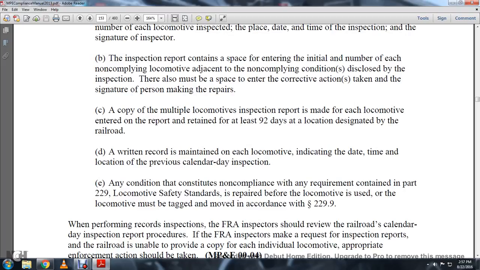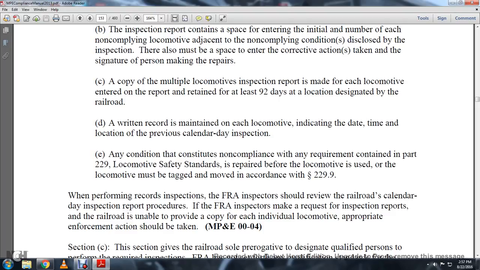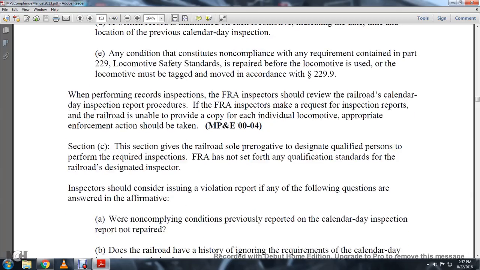C. A copy of the multiple-locomotive inspection report is made for each locomotive entered on the report and retained for at least 92 days at a location designated by the railroad. D. A written record is maintained within each locomotive indicating the date, time and location of the previous calendar day inspection. Any condition that constitutes non-compliance with the requirements contained in Part 229, Locomotive Safety Standards, must be repaired before the locomotive is used, or the locomotive must be tagged or moved in accordance with section 229.9.